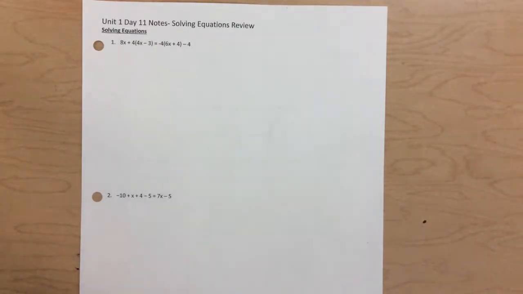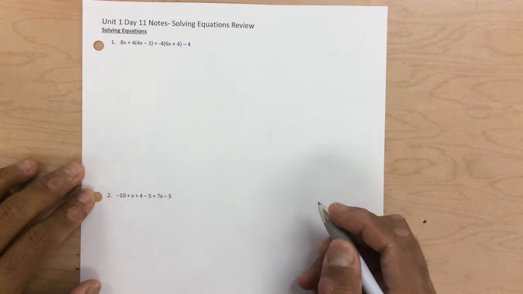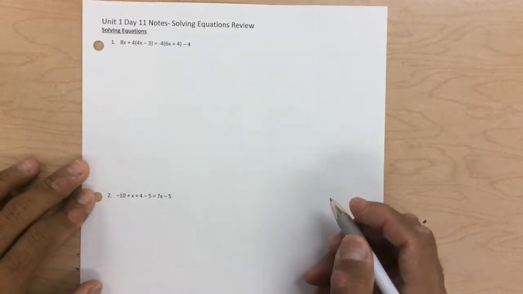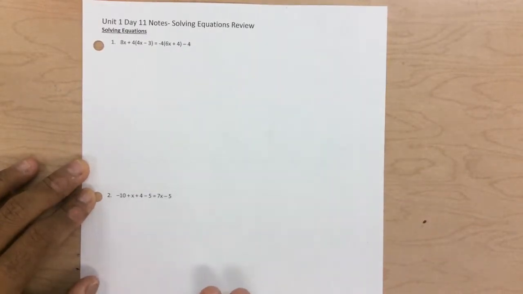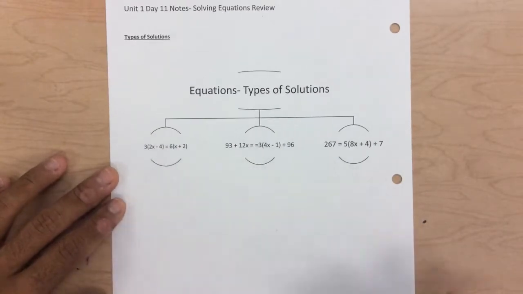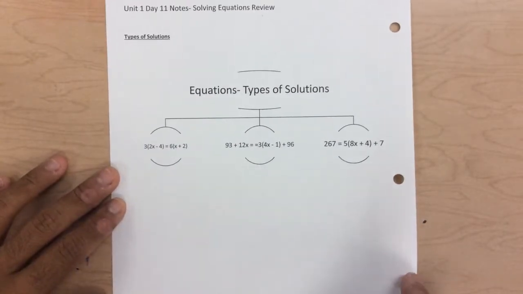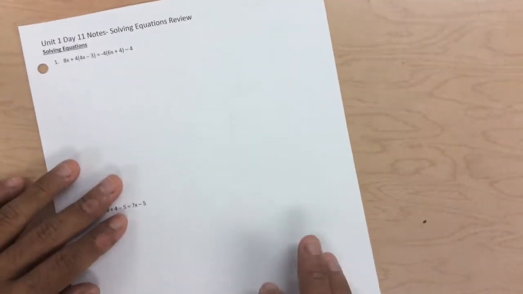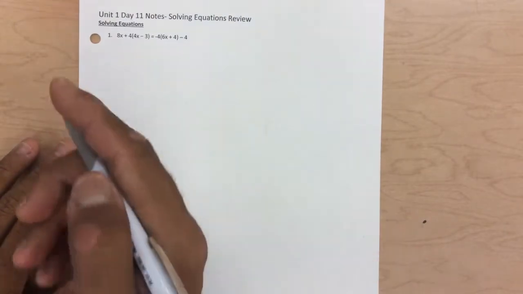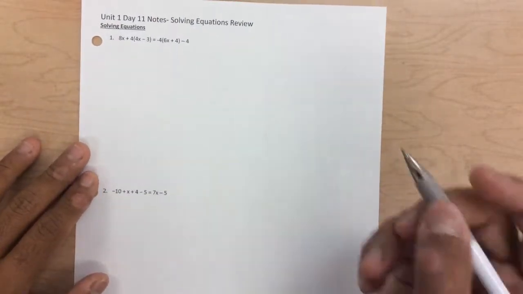So today we're going to go over Unit 1, Day 11 notes, which is just solving equations review. Now there's two problems on the front and then a chart with three problems on the back that talks about the different types of solutions. So we are going to go over all these problems, so let's go ahead and start with example 1.